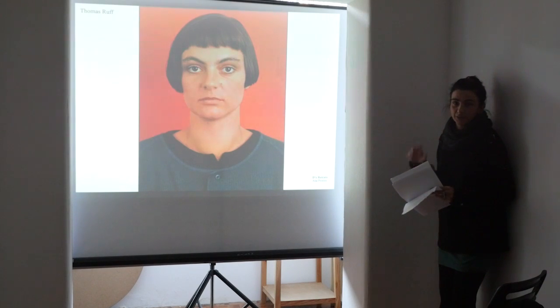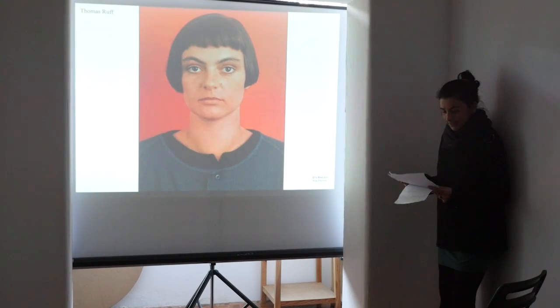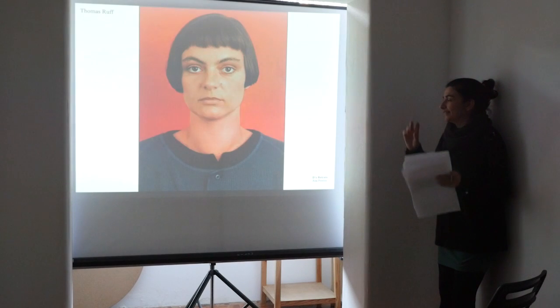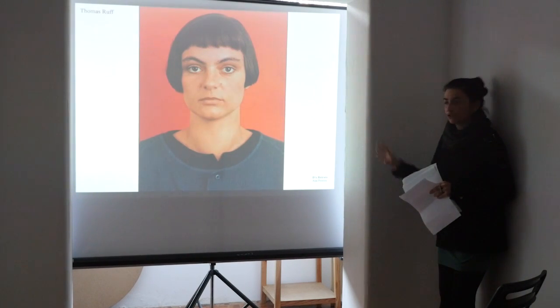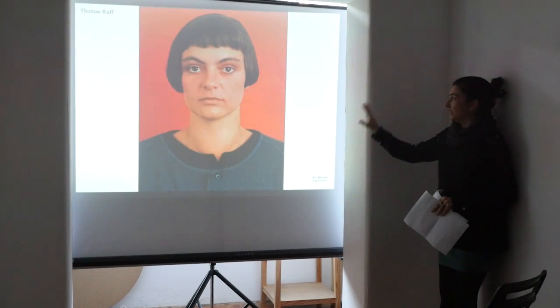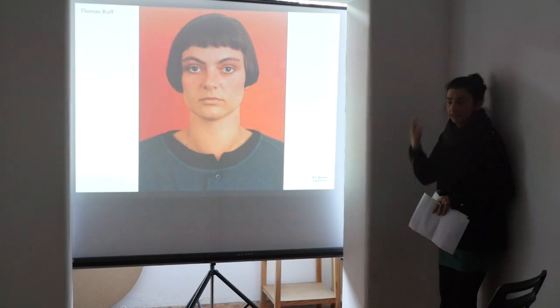And here you have another kind of statement. Thomas Ruff is a German photographer. He comes from the Düsseldorf Academy, which has as key figures Bernd and Hilla Becher. This is a work from the 80s, and what he says here is a conceptual statement. What he says is photography is not able to touch anything that is beyond the surface. So what you think, that you can see the soul of the person, that's bullshit. What you can see is the color of the background, the color of the hair, the shape of the face, and you see another thing that is the statement of the photographer.